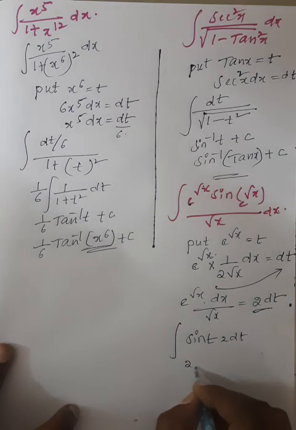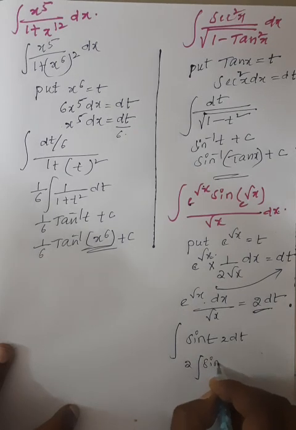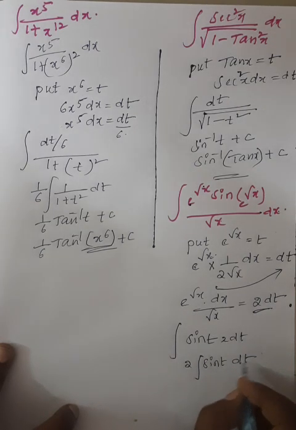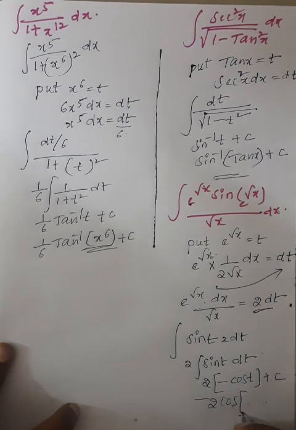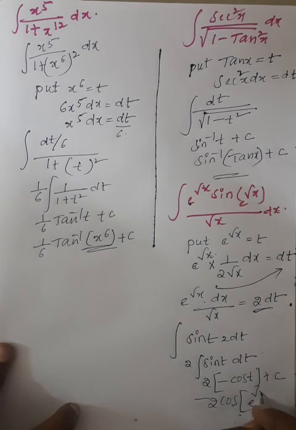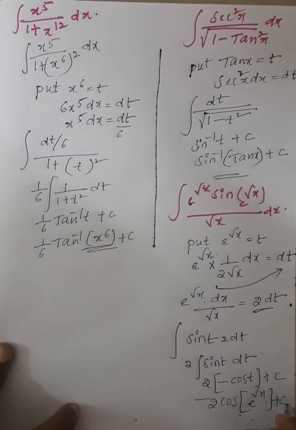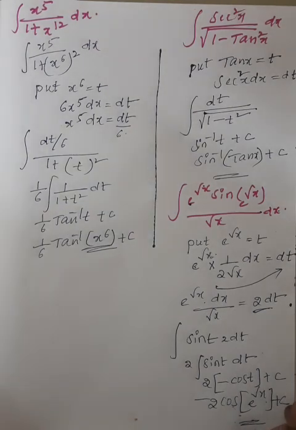Therefore 2 into integration of sin t dt, which can be evaluated easily by using the integration of sin x formula as minus cos t plus c. So minus 2 cos t, with t replaced by e power root x, again plus c, which is our final solution.